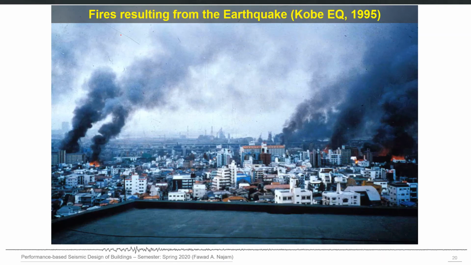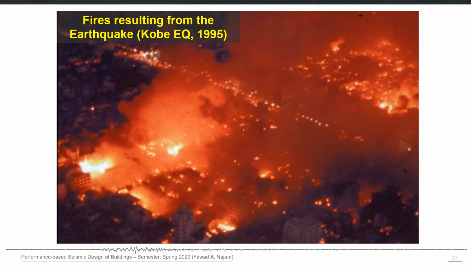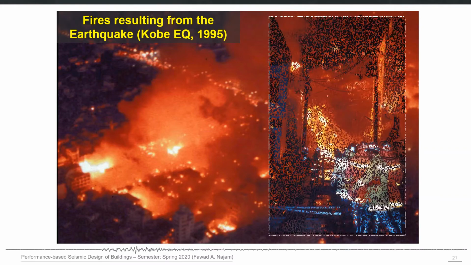Here you can see a figure of the fires resulting from that 1995 Kobe earthquake. These fires are triggered by the earthquake, in some industrial structures or buildings, or where some material is stored which can catch fire easily. So the earthquake shaking can induce or trigger fires also. Here is another picture of the fires resulting from this 1995 Kobe earthquake.